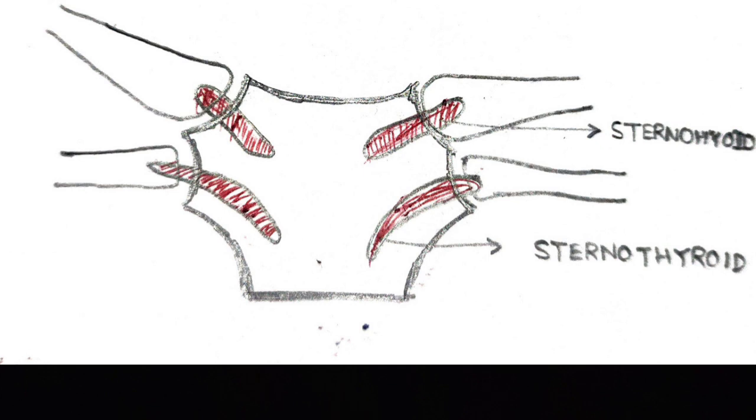The lower half of the posterior surface is related to the arch of the aorta, and the upper half is related to the three branches of the arch of the aorta, that is the brachiocephalic artery, the left common carotid artery, the left subclavian artery, and the left brachiocephalic vein.